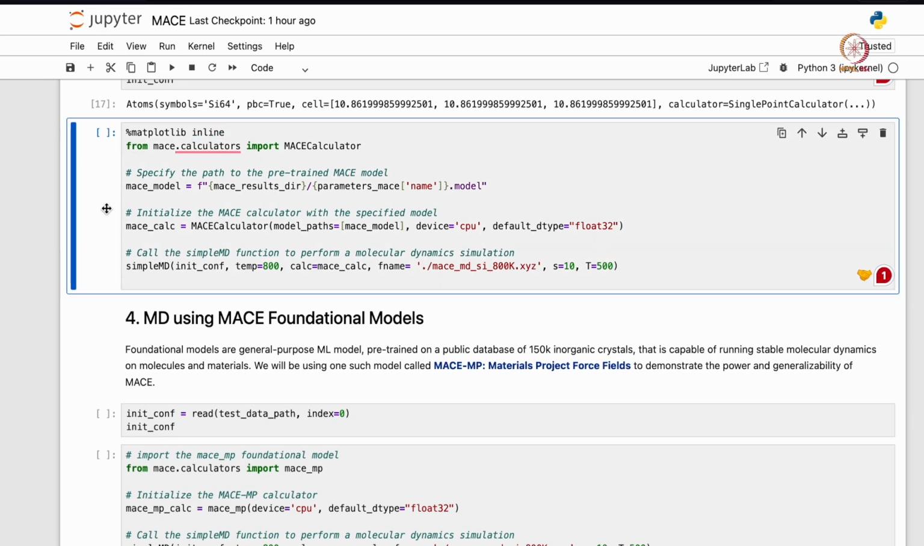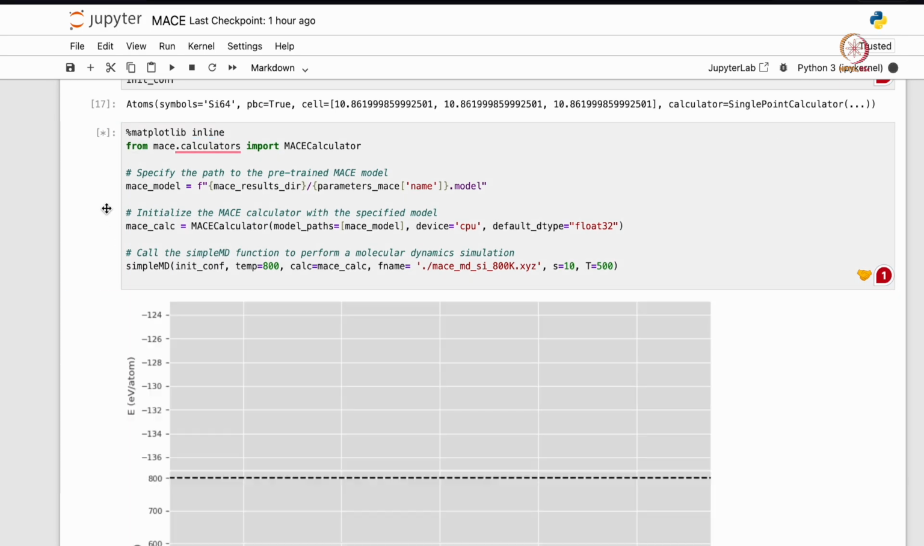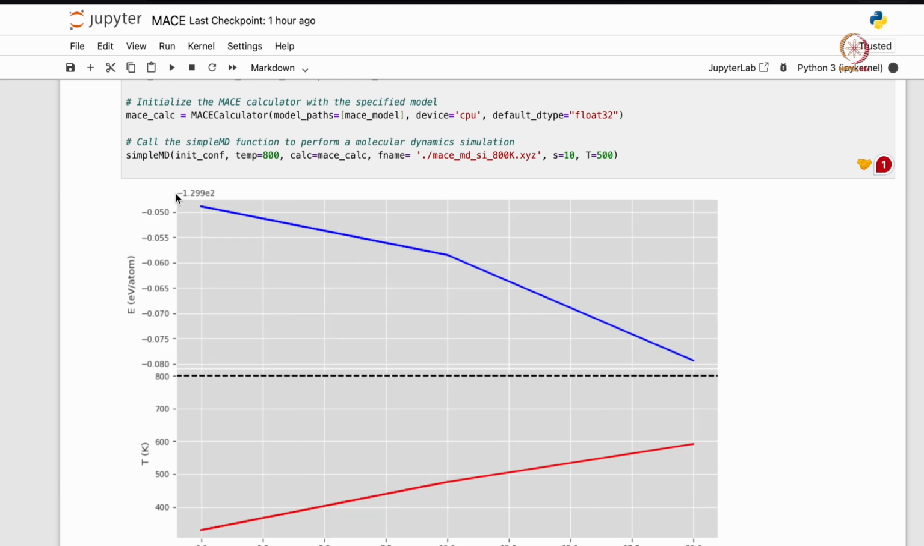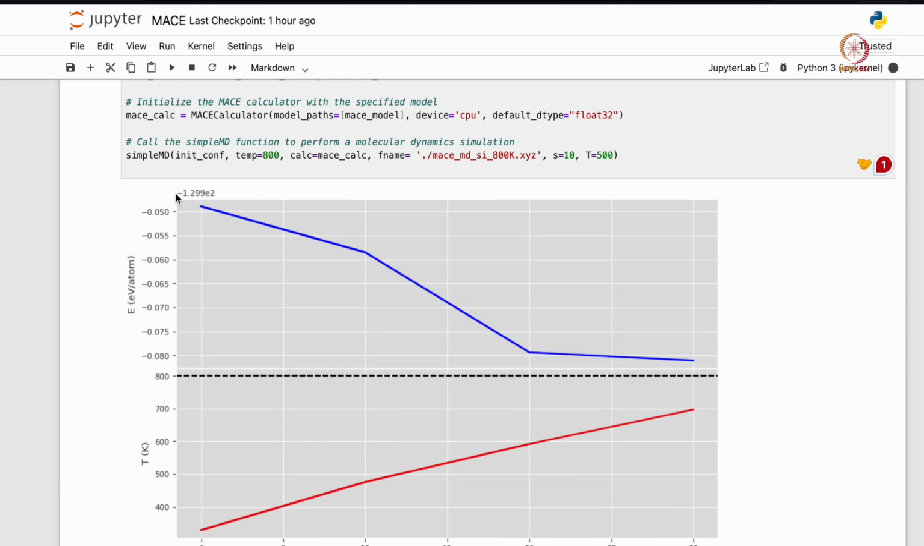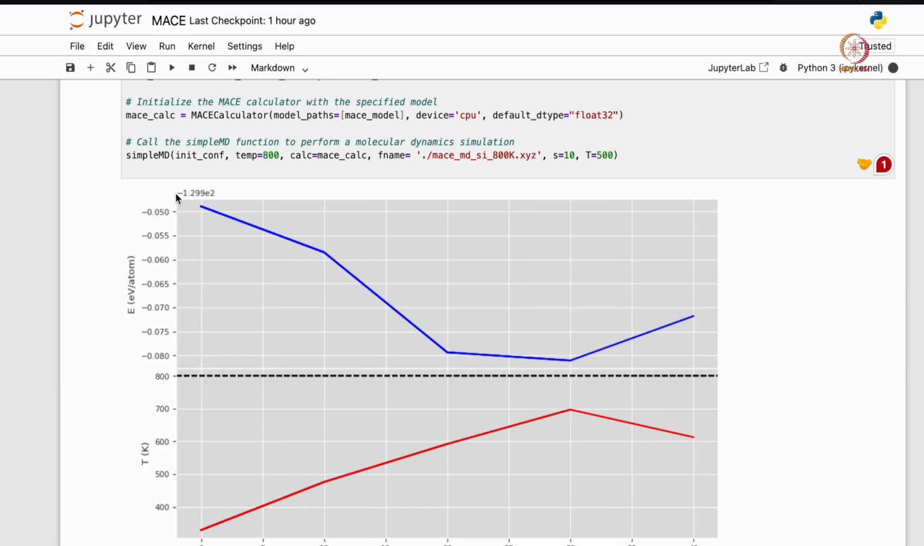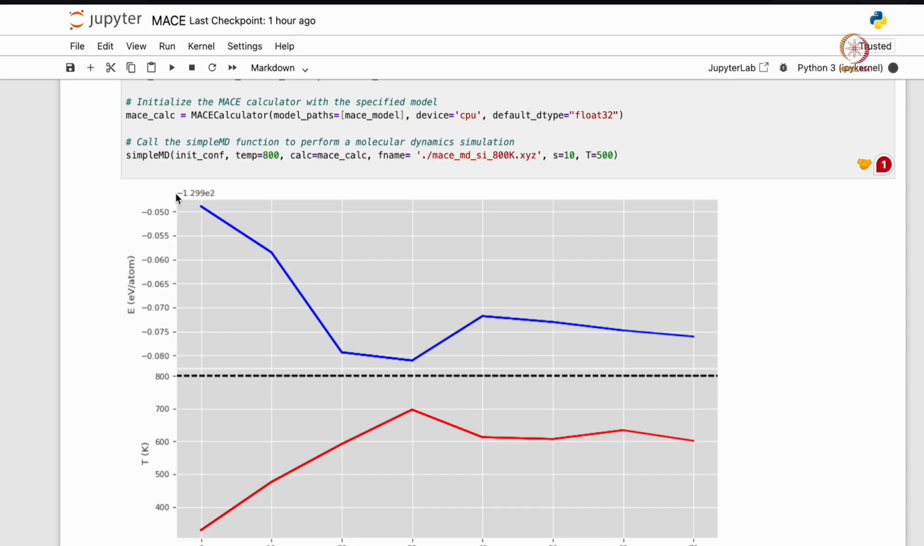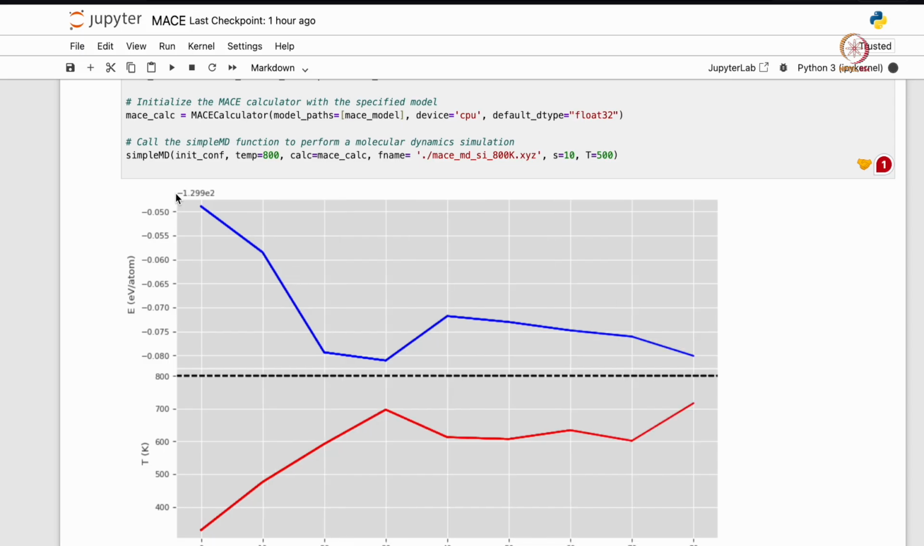So now if we run this block, you can see after each 10 steps it is printing one point, and this is how the molecular dynamics is actually evolving with time.